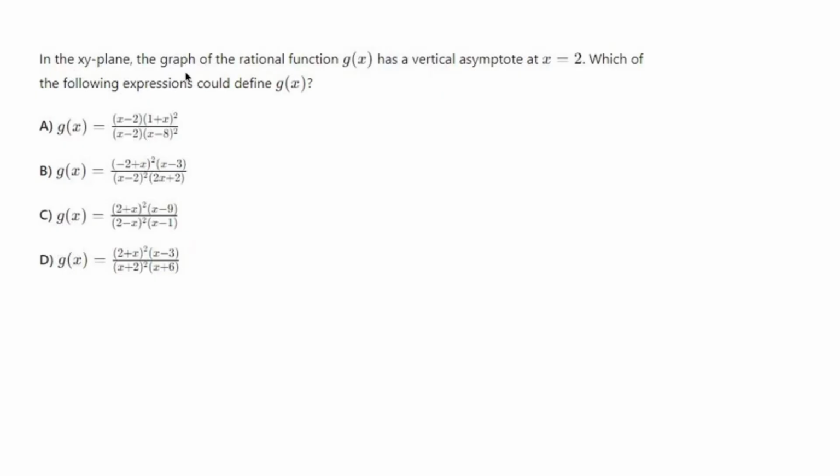In the xy plane, the graph of a rational function g of x has a vertical asymptote at x equals 2. Which of the following expressions could define g of x? So this is what we're looking at. Vertical asymptotes means you have a factor downstairs with, if it's x equals 2, is going to be x minus 2 because the 2 would make the bottom equal to 0.